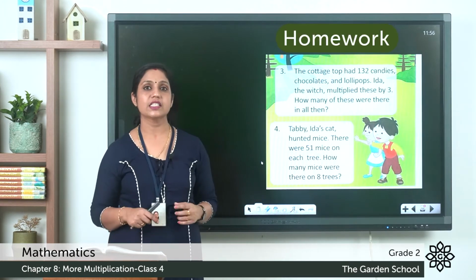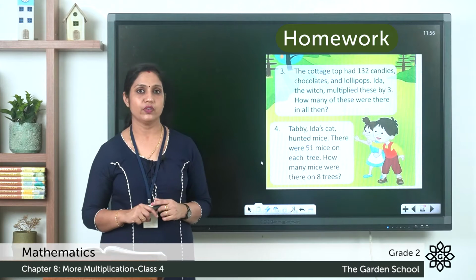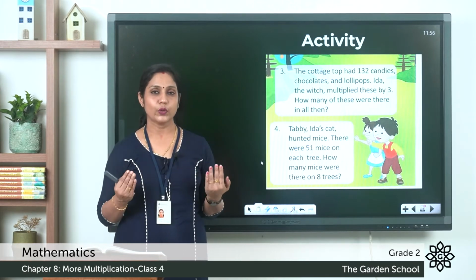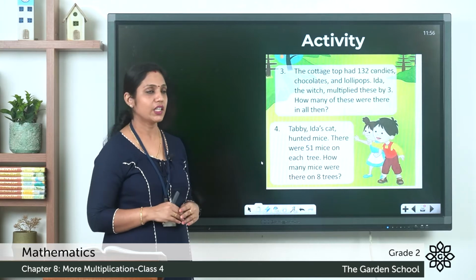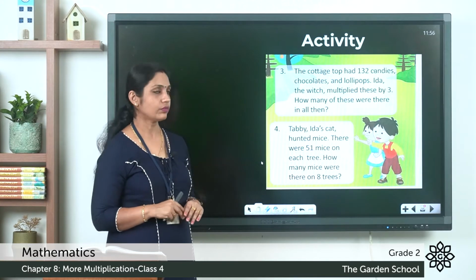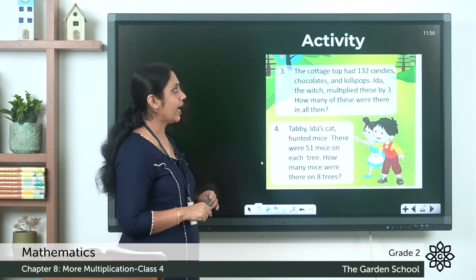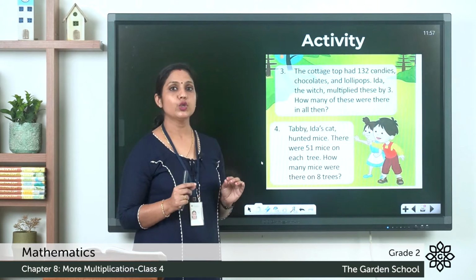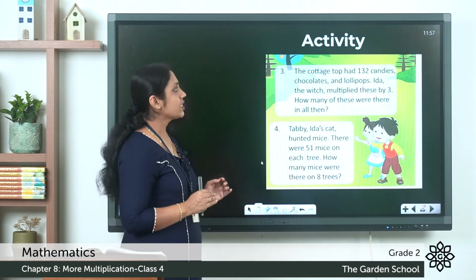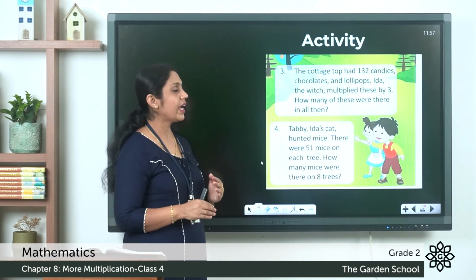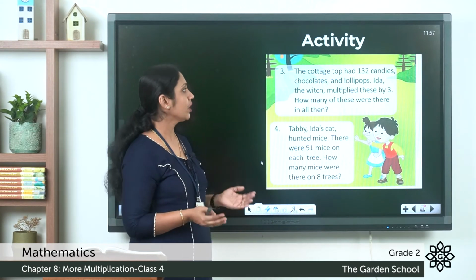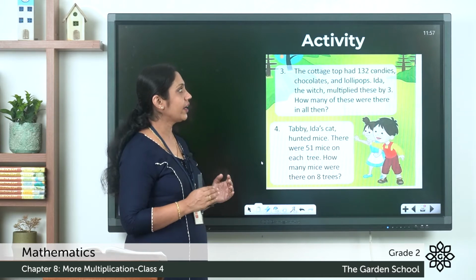Now, questions 3 and 4 are an activity for you to do. So, you have to read the question properly and try to find out the steps from it. Now, let's read the question. Third question. The cottage top had 132 candies, chocolates and lollipops. Ida, the witch, multiplied these by 3. How many of these were there in all?